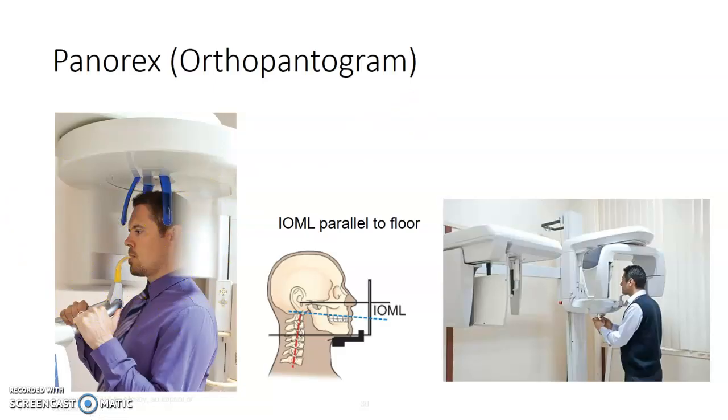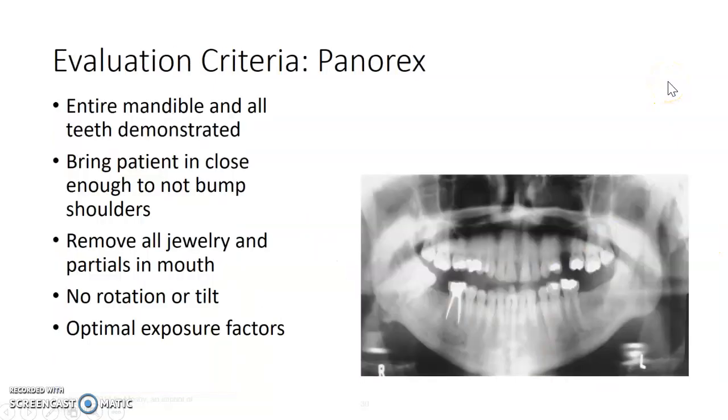We had one for a long time, but then it broke and we never replaced it. But you want your IOML parallel to the floor, right? It's going to wrap around their head and it'll kind of look like this, okay? It gives you a full image. We used to do it in addition to the mandible films for all of our trauma patients to help find fractures or anything like that. But you always want to remove all their jewelry and any partials in their mouth. You want to bring the patient as close as possible to the machine so their shoulders don't get in the way.